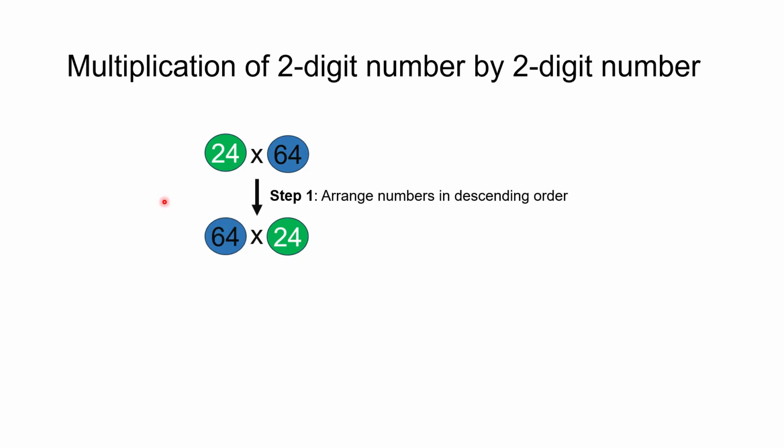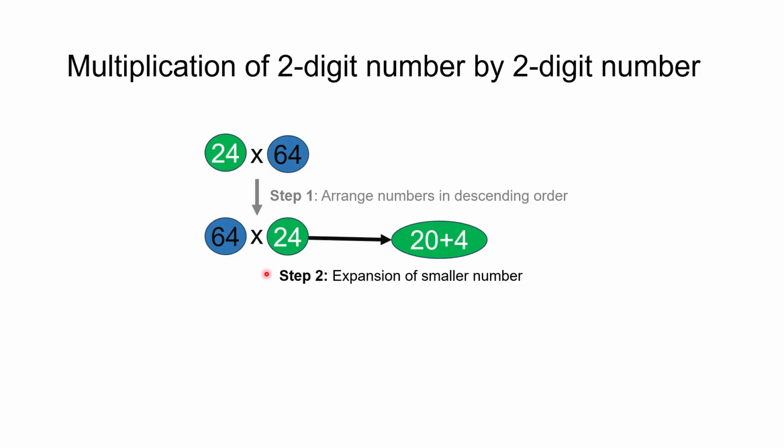The first step in this technique is to arrange the numbers in descending order. So we have to write 64 first and 24 as the second number. Then the next step is expansion of the smaller number. That is, we expand the smaller two-digit number. Here it is 24 into 20 plus 4.